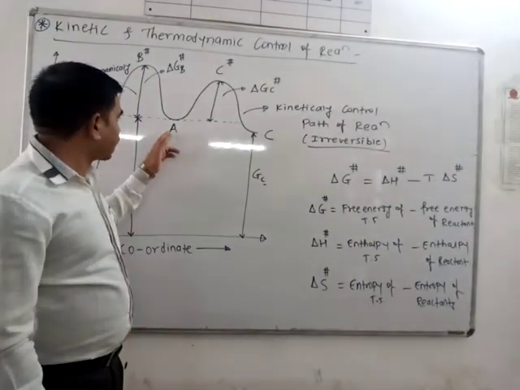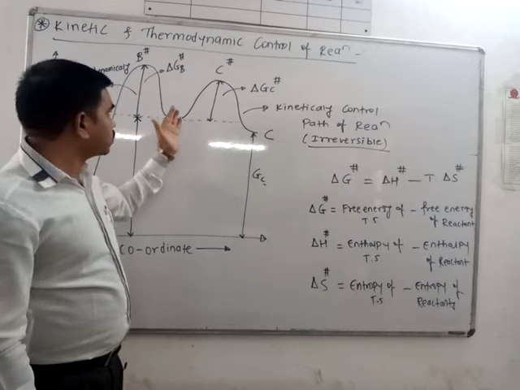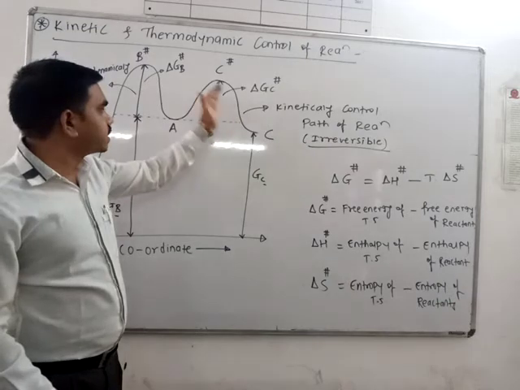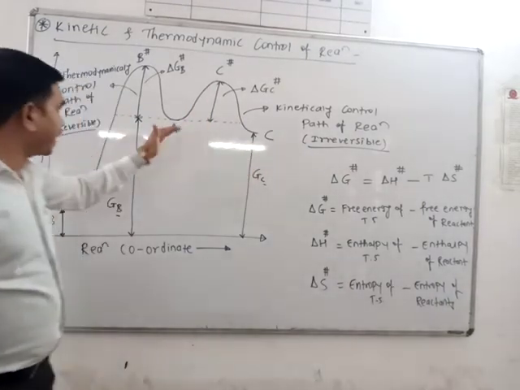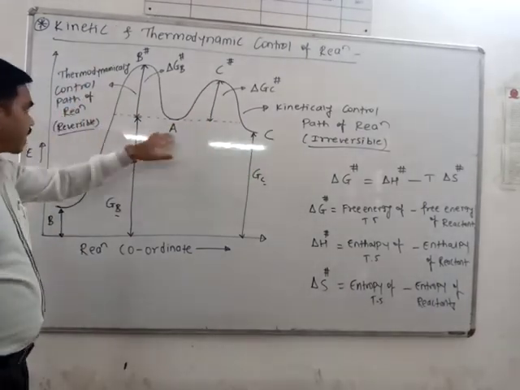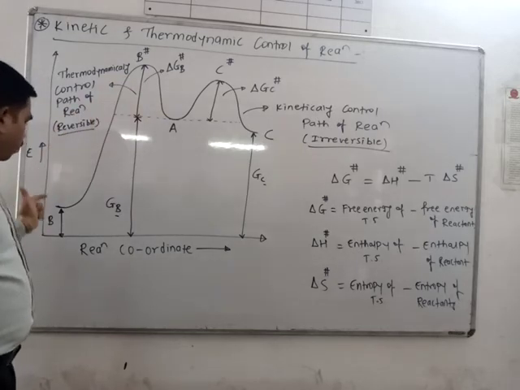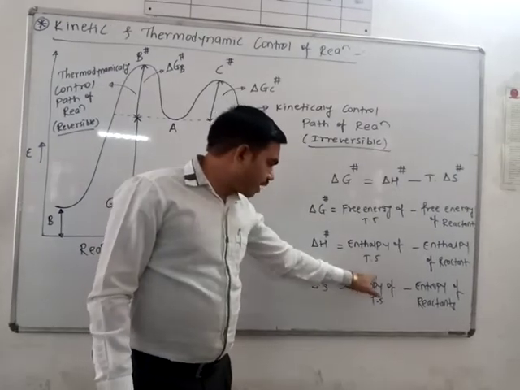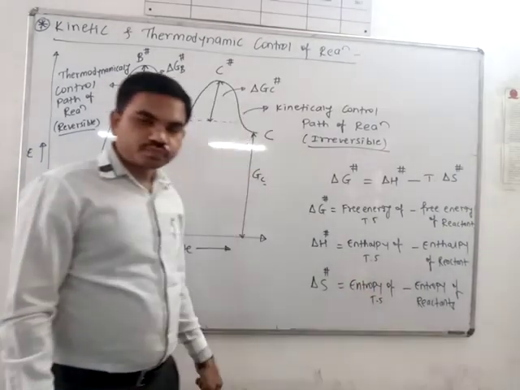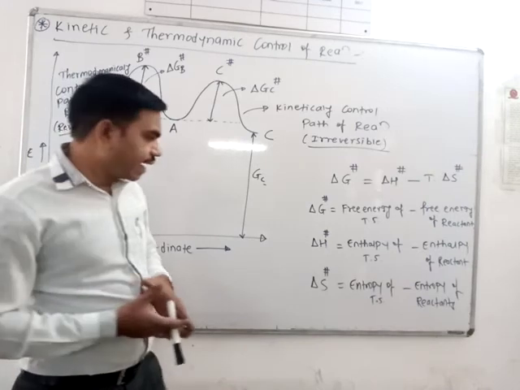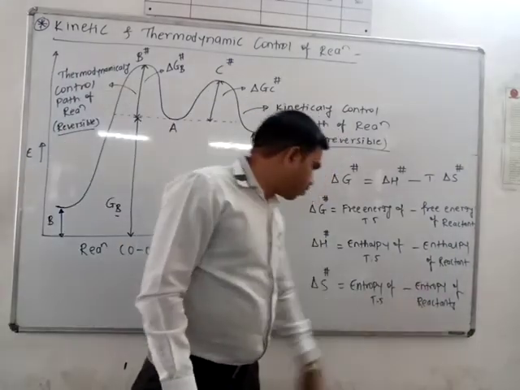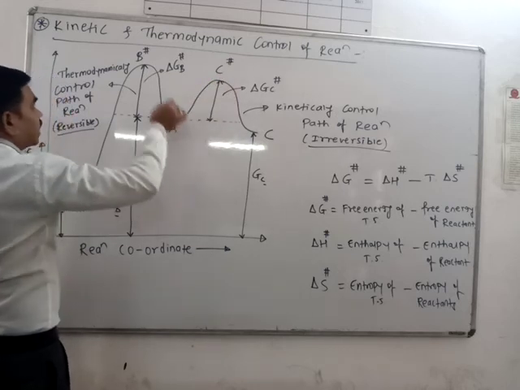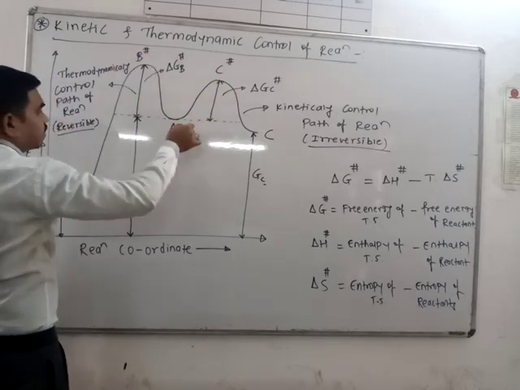That means when A is converted into C, its randomness decreases and C is formed. When A is converted into B, its randomness decreases and your product B is formed. So what is the entropy change? Entropy of TS minus entropy of reactant.